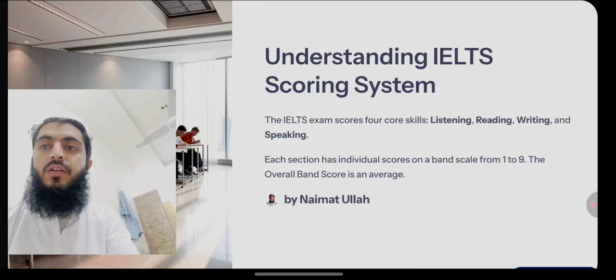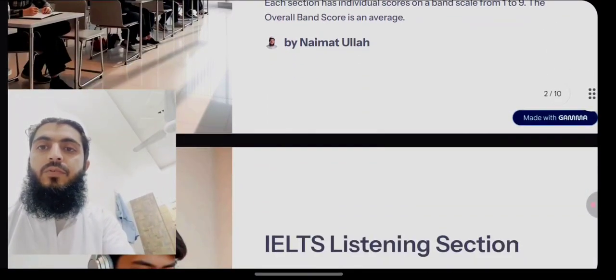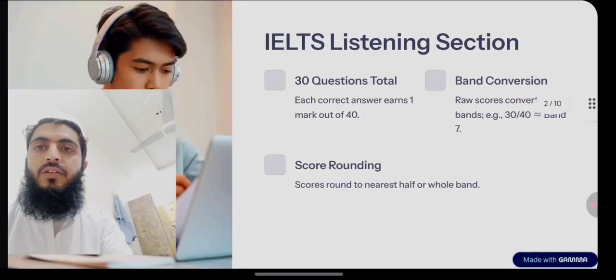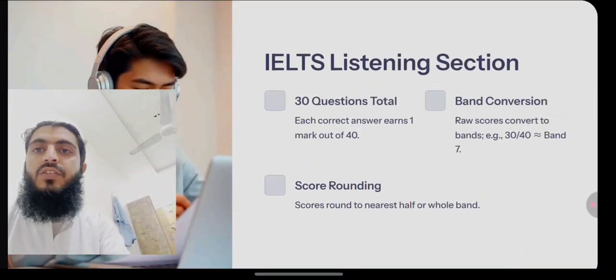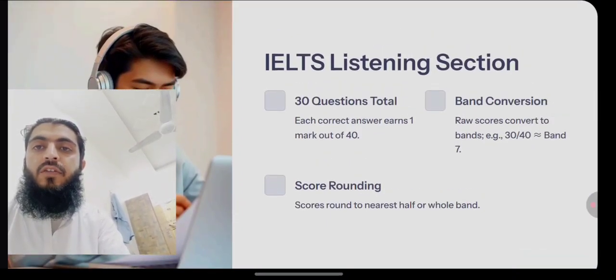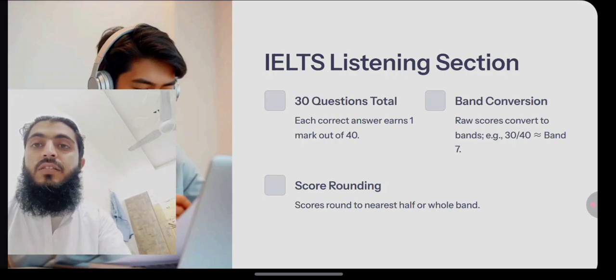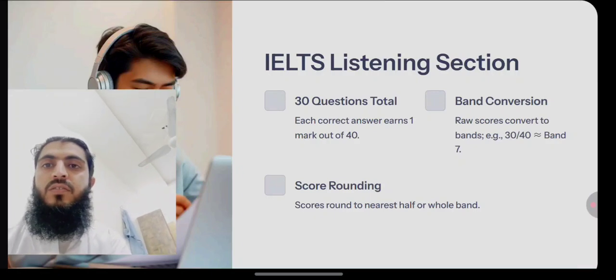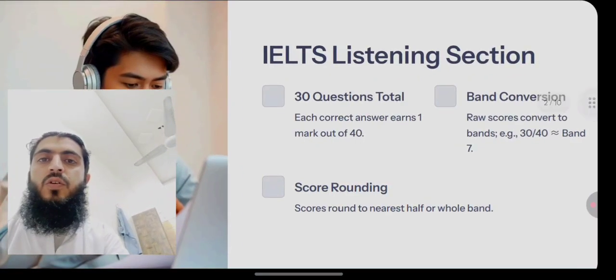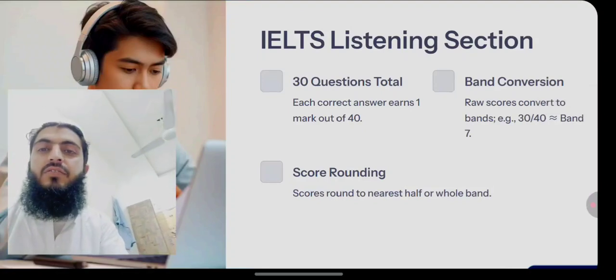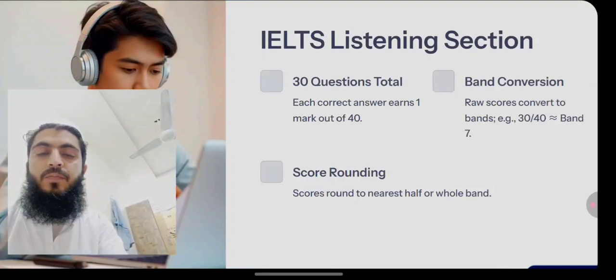So for example, we will try to know about many other things over here. First of all, if I specifically describe the scoring of the listening section, I have already discussed many times that the listening section comprises 40 questions. Each correct answer earns 1 mark out of 40.